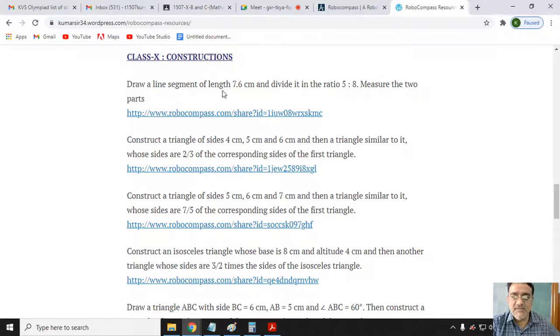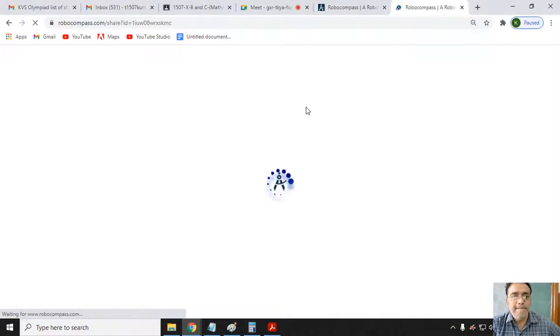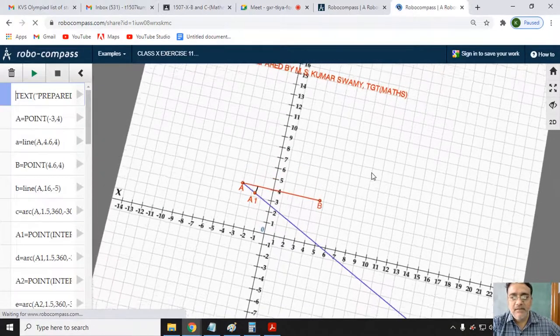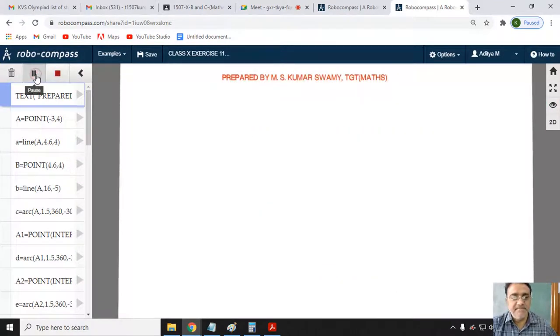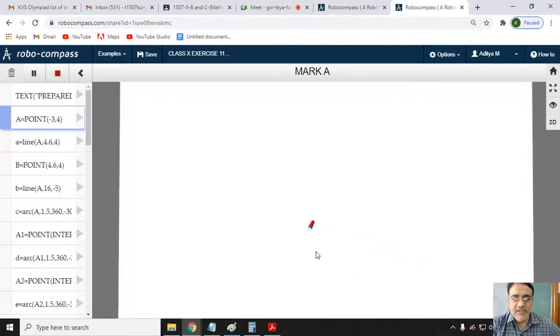Okay, so this is the first question. Draw a line segment of length 7.6 centimeter and divide it in the ratio 5:8. Measure the two parts. Okay, so I'm going to click here. Right, so let us start the construction. First we are going to take 2 points.